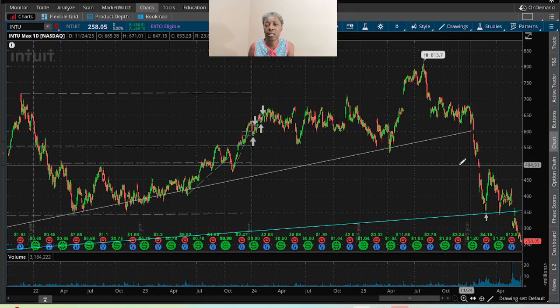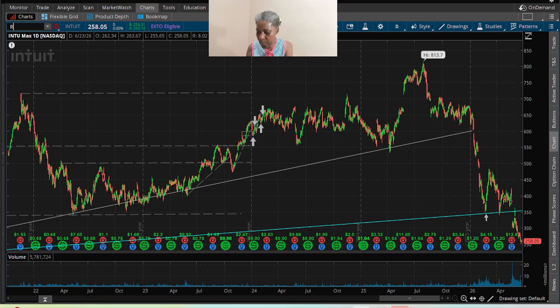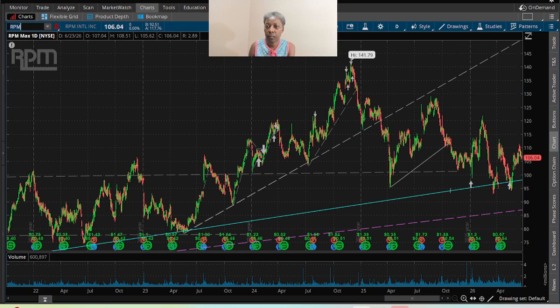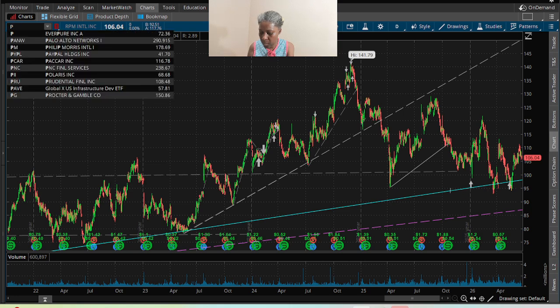So that is how I set realistic exit point. We can use an example here of RPM. Now it's going to be PWR.